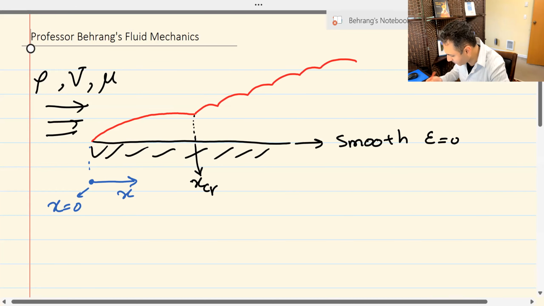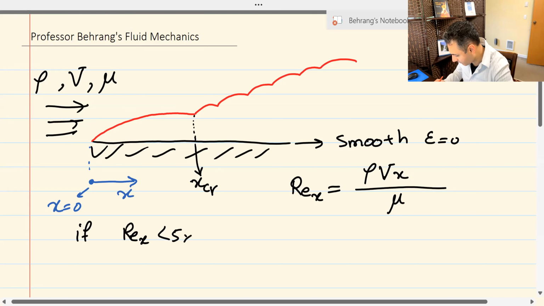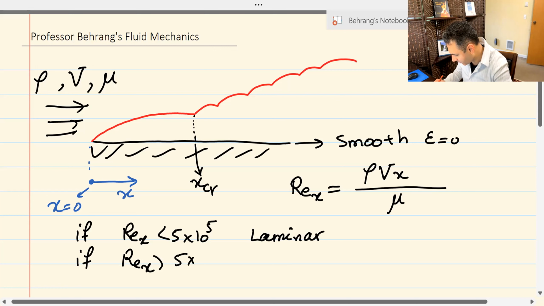At some point, Reynolds number, Reynolds x for an external flow over a flat plate is defined as density of the fluid times the free stream velocity of the fluid times x, where x is the distance from the beginning of the plate, over the viscosity of the fluid. If Reynolds x is less than 5 times 10 to the 5th, we call this flow laminar if the plate is smooth. If it's not smooth, that's not the case. It's going to be turbulent anyways. If Reynolds number is bigger than 5 times 10 to the 5th, then it is turbulent flow, like this.